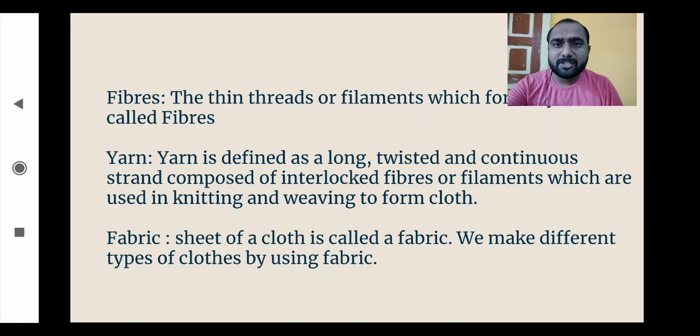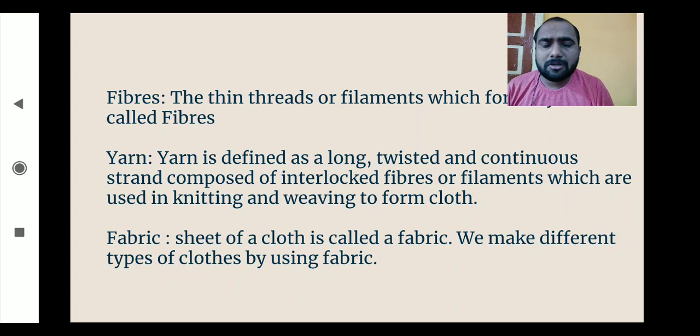Now we will proceed towards the fabric. Now what is meant by fabric? The sheet of a cloth is called a fabric. Now sheet of a cloth means what? Now the cloth is ready. Understood? What is the first part, or the beginning part, of this fabric? That is fiber, the single thin strand. Then after that, from the fiber we make the yarn, and after the yarn we make the fabric. Understood? So the sheet of a cloth is called a fabric.